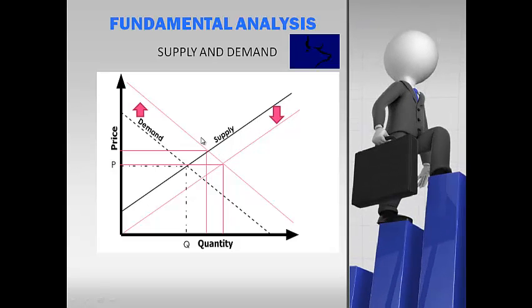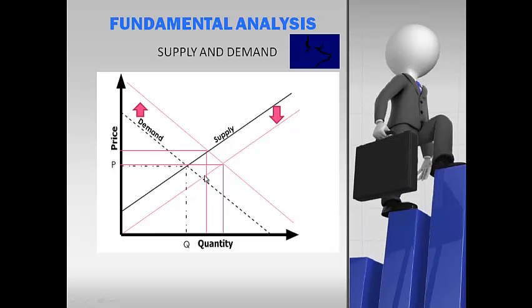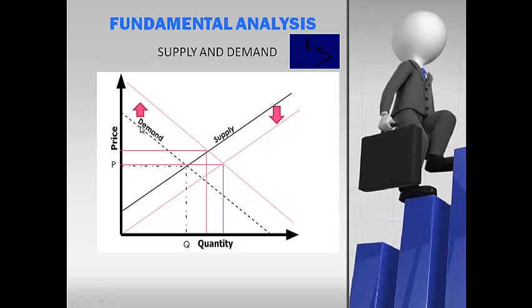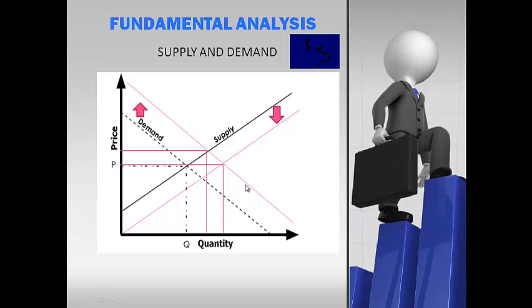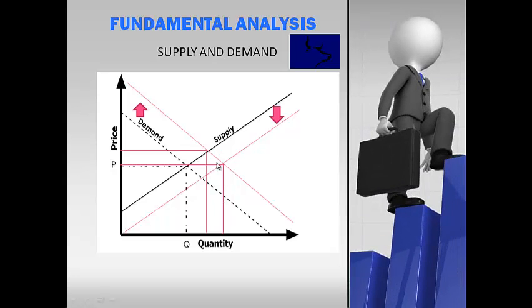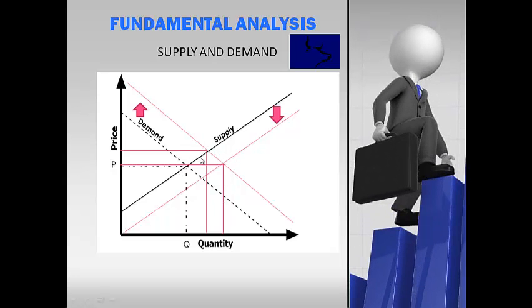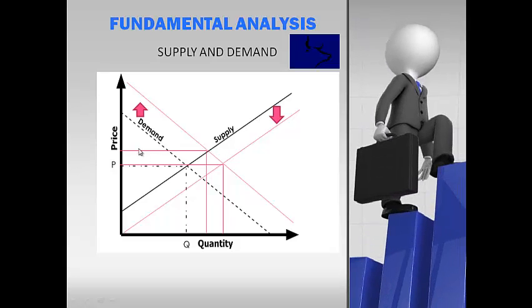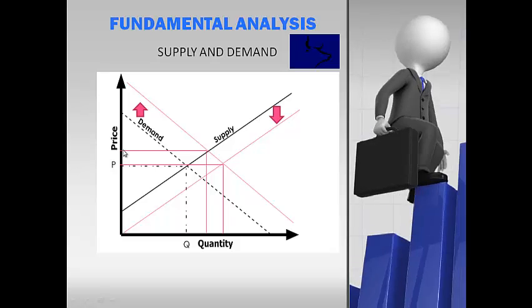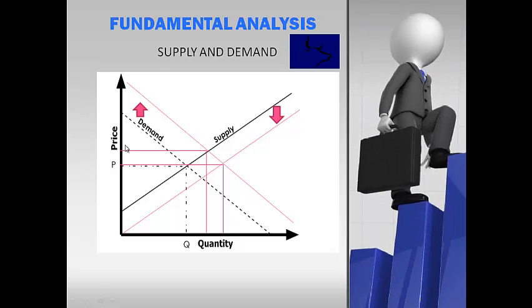What we said before was that when the demand for a currency increases, moving from this dotted line to this pink line right here, the quantity increases, and the prices tend to move up, as we can see here, moving from P to this price right there, which we can call P1. That's the first thing.